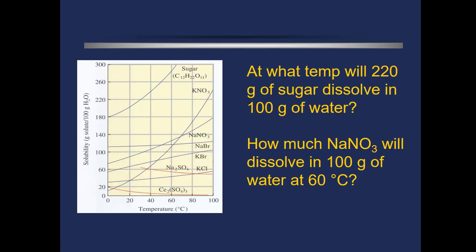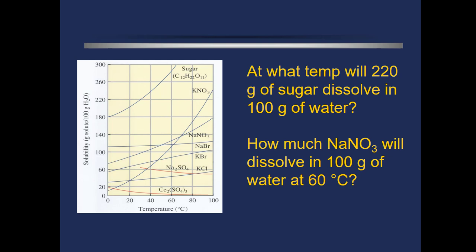Here's a different graph just for fun. So go ahead and try to figure out at what temperature 220 grams of sugar will dissolve in 100 grams of water. And then also determine how much sodium nitrate will dissolve in 100 grams of water at 60 degrees Celsius. So stop the video and read the graph and try to figure it out, and then we'll come back and tell you the answer.